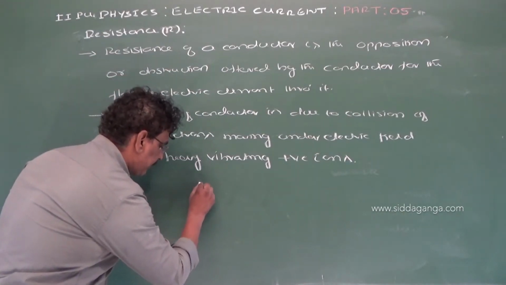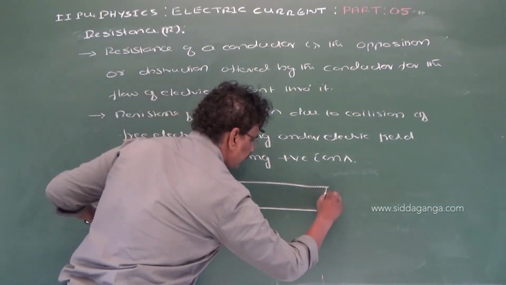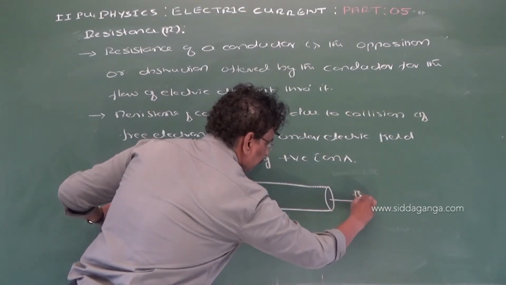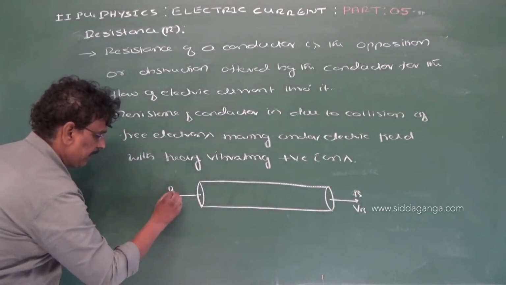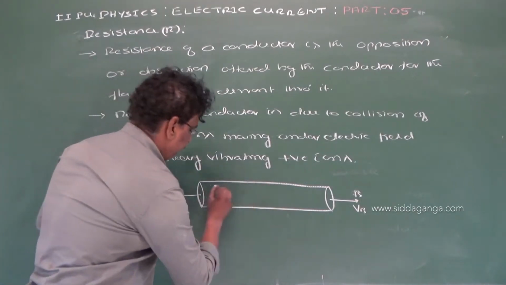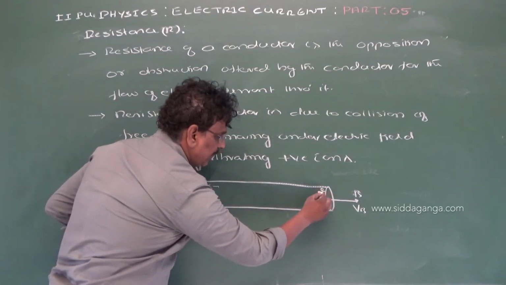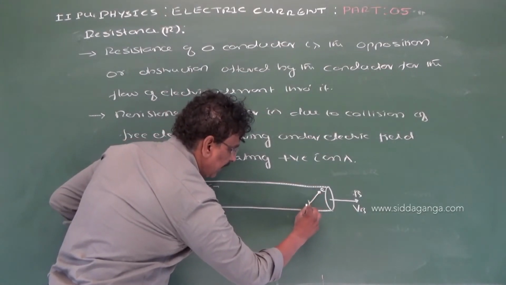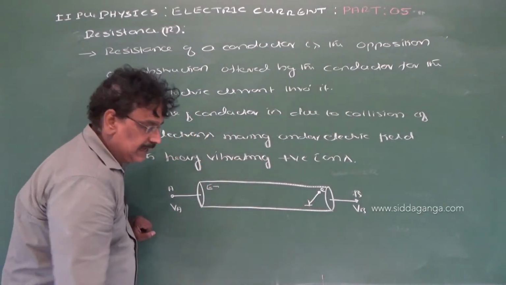Suppose we consider a conductor. When we apply an electric field, say E, a free electron, starting from this point, gets accelerated and collides with this ion, and its velocity decreases.